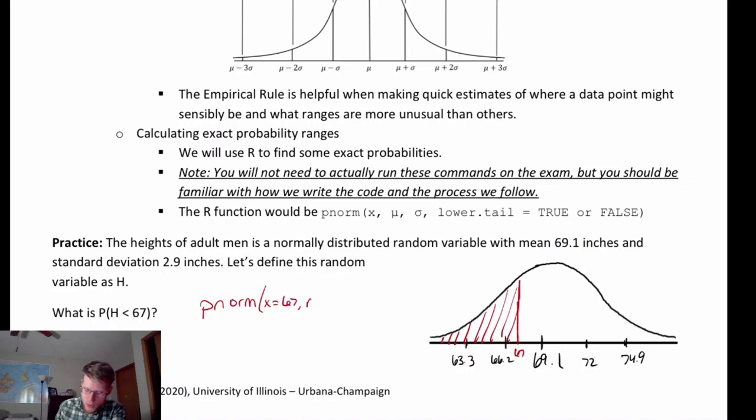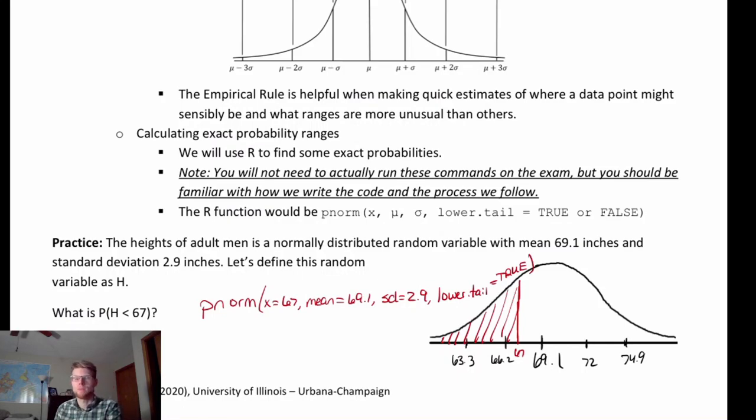So this function, you'd write it as mean equals 69.1, and I think SD equals 2.9. My lower tail here is going to be true, because I am looking for the area of the curve on the lower tail side. So I'm going to say lower.tail equals TRUE in parentheses.